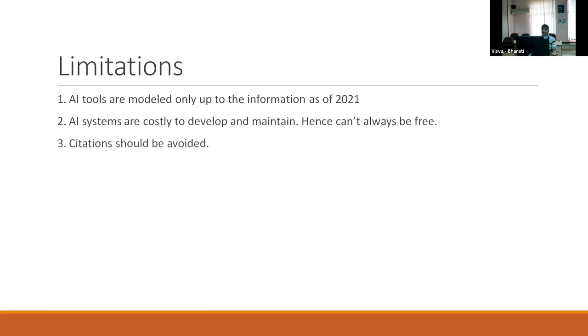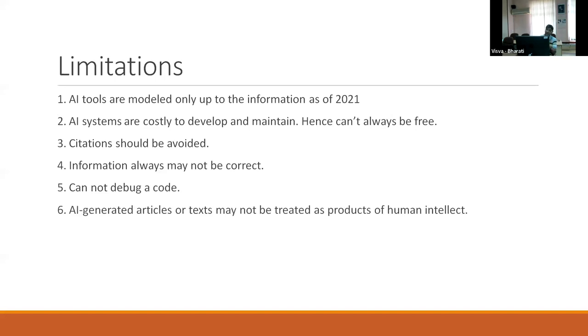Citation should be avoided using AI, because sometimes it generates citations which do not exist. Sometimes this is also very annoying, but you have to be careful. As I mentioned, information may not always be correct, as I showed you regarding Vishwavarti. It cannot debug a code. It can write codes, but it cannot debug a code. This is very interesting. AI-generated articles or texts may not be treated as products of human intellect. This is very important. May not be, but that depends on the policymakers and how you are looking at it.